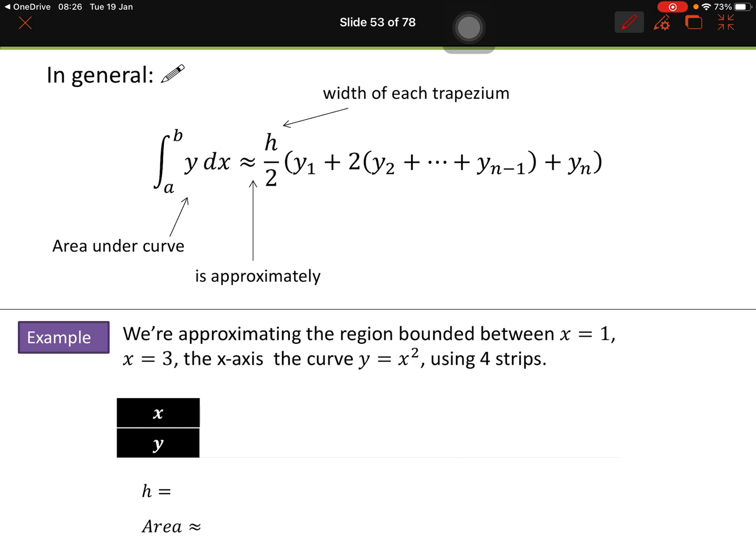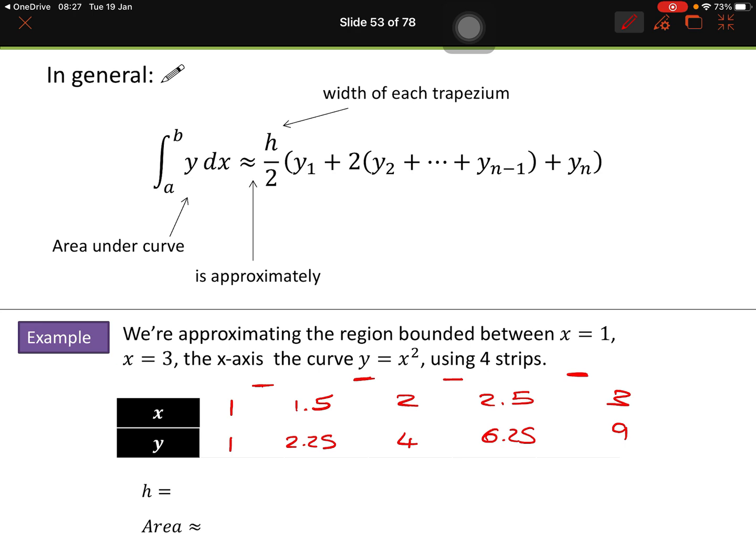Between x equals 1 and x equals 3, we want 3 equal strips. Therefore, you need to work out how you can split this down. So for this one, I'm going to go for 1, 1.5, 2, 2.5 and 3, because then that will give me strip 1, strip 2, strip 3 and strip 4. Work out the y values of each, so I'll just substitute in. So 1 squared is 1, 1.5 squared is 2.25, 2 squared is 4, so on. So I'll have 6.25 and 9, and then I can sub into my formula at the top.